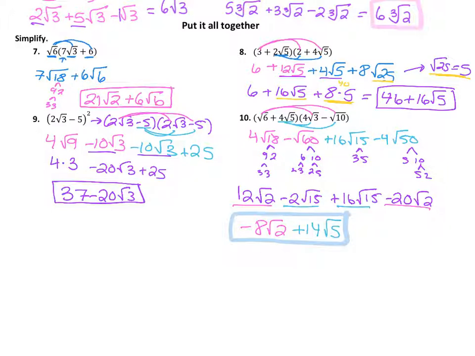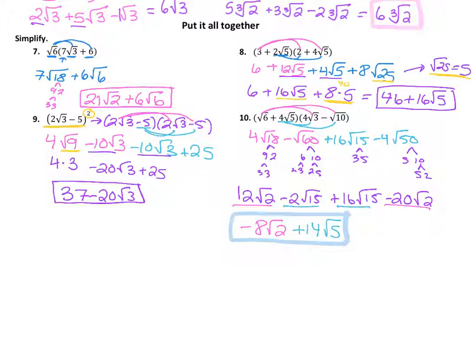Number 9, don't be tricked. When you have something squared, you have to write it 2 times. So I wrote it twice and then I FOILed. So I did 2 root 3 times 2 root 3 and I get 4 root 9. 2 root 3 times negative 5, I get negative 10 root 3. Negative 5 times 2 root 3 is negative 10 root 3. And then negative 5 times negative 5 is positive 25.